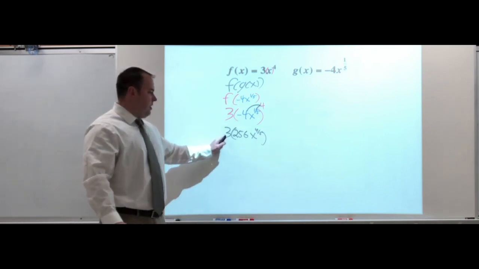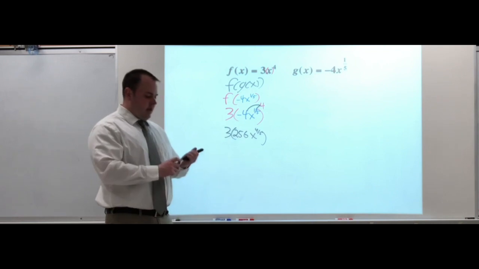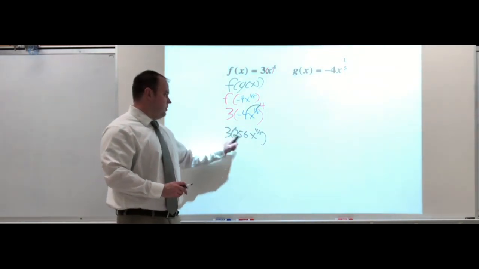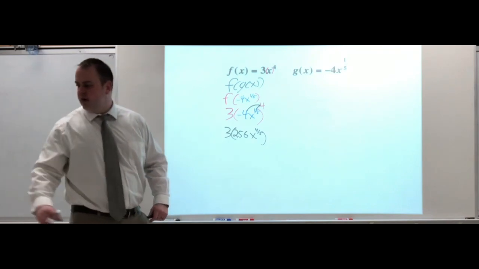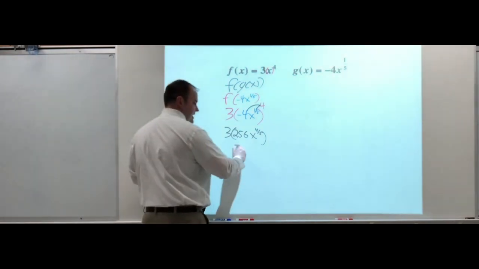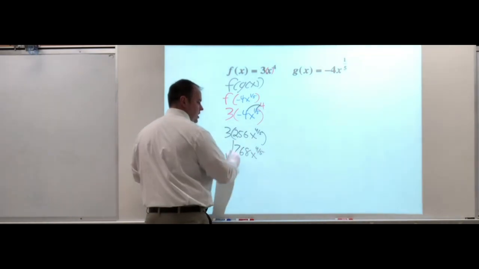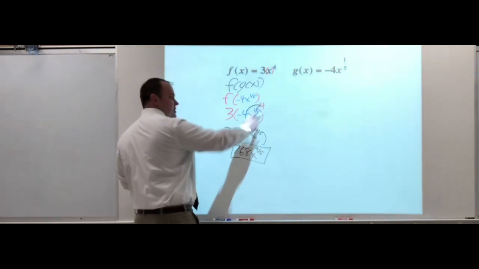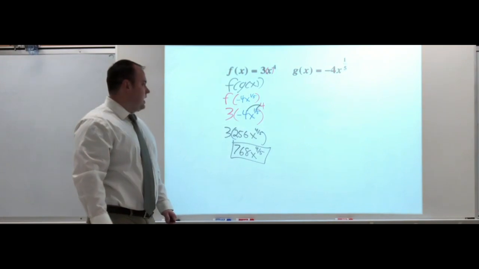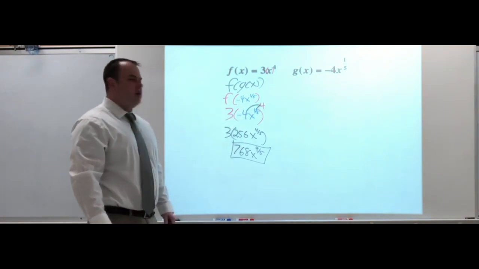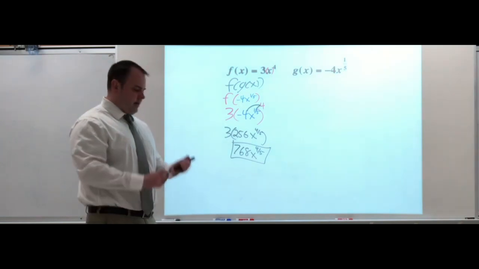And now we can multiply 3 times 256, and again, it's a single term there, so it's no distributive property. It's a single term, so 3 times 256 should be 768x to the 4/5. So you will have to deal with some fractions in the exponents. You're going to have to deal with some negative signs and exponents. So just take your time when you're working through this.